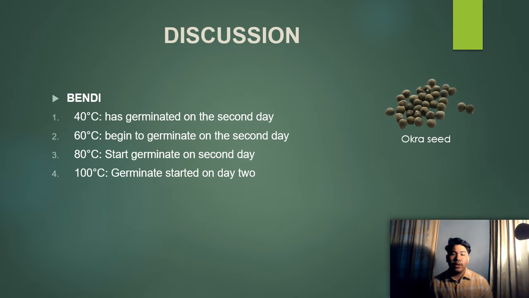Okay, lastly is the discussion about the bendy seed. Firstly, at 40 degrees Celsius, the seed germinated on the second day. For 60 degrees Celsius, it also began to germinate on the second day. At 80 degrees Celsius, the seed germinated on the second day. And at 100 degrees Celsius, it also germinated on the second day.